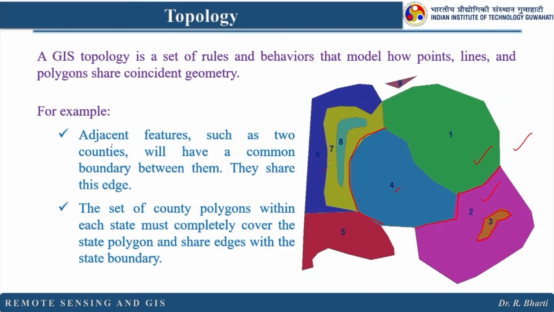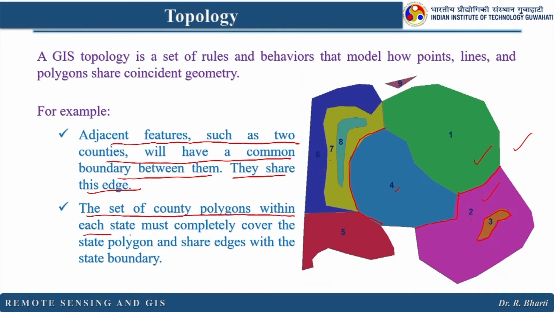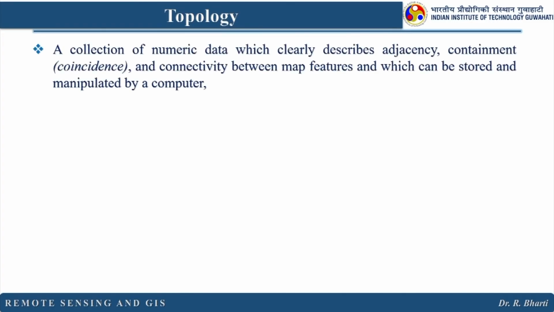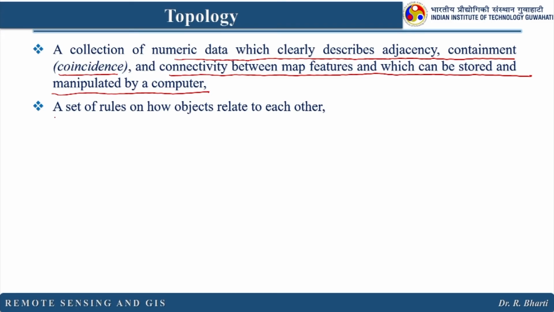So for example, adjacent features such as two countries will have a common boundary between them. They share this edge. The set of country polygons within each state must completely cover the state polygon and share edges with the state boundary. Otherwise, they will be falling in some other state. So those things can be stored by defining this topology. A collection of numeric data which clearly describes adjacency, containment, which is basically coincidence, and connectivity between map features, and which can be stored and manipulated by a computer. This also says a set of rules on how objects relate to each other.